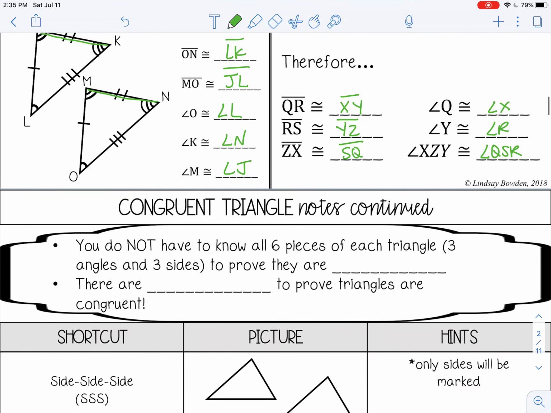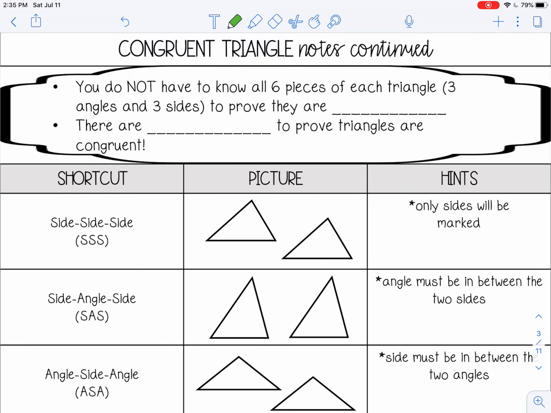All right, let's continue on with our notes. So you do not have to know all 6 pieces of each triangle, the 3 angles and the 3 sides, to prove that they are congruent. There are shortcuts to prove triangles are congruent.